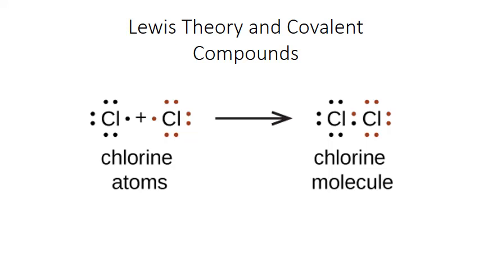This reaction shows the formation of a chlorine molecule from two individual atoms of chlorine. Each atom contains seven valence electrons. If they each share one of those valence electrons with the other atom, they can each claim access to a full set of eight. The electrons shared between them can now be counted as part of the valence set for the first chlorine, as well as for the second chlorine.